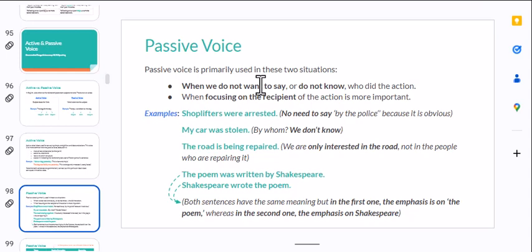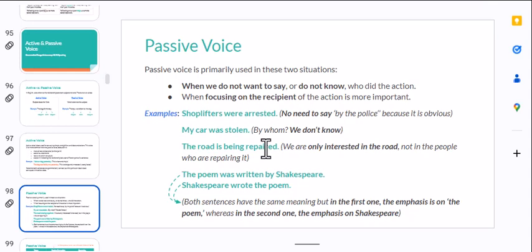Why? Because it's obvious. There is no need to say that shoplifters were arrested by the police, because only the police can arrest people, and we already know that. So let's move on to our next sentence. My car was stolen. In this case, we don't know who stole the car. So this is also an example of the same first situation. We don't know who did the action.